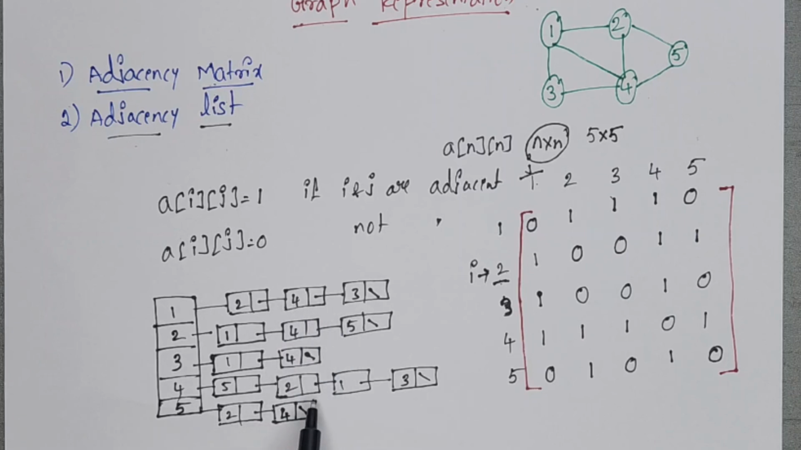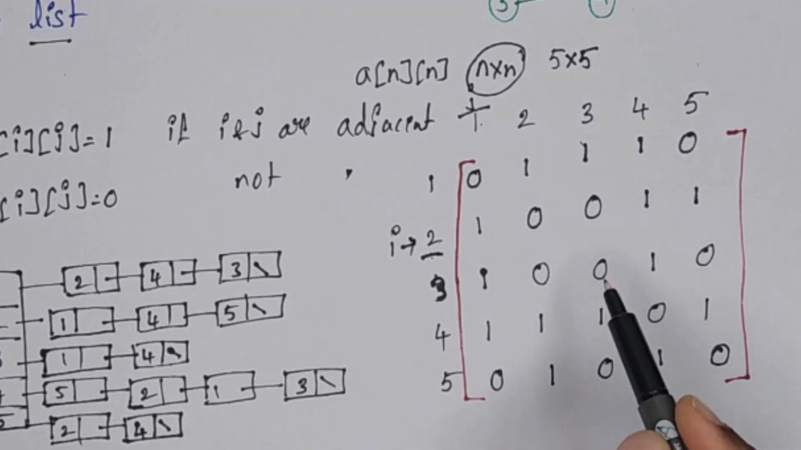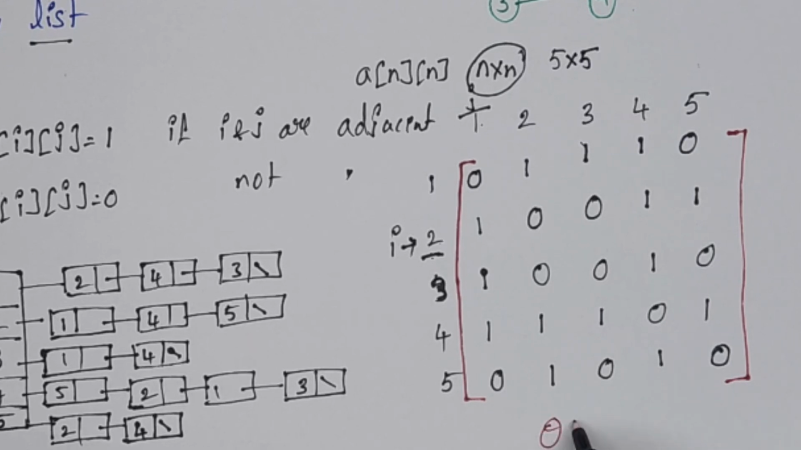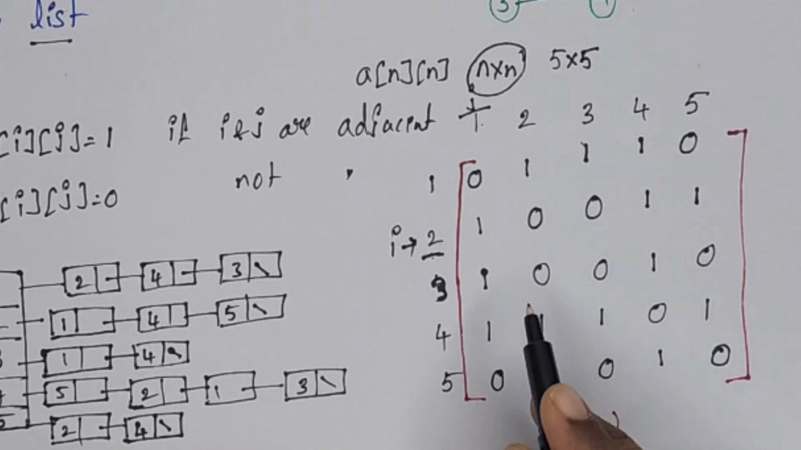So like this, for every vertex, we have to maintain one linked list. With the help of linked list, we can represent the graph. This is with the help of array, and this is with the help of linked list. Now, space complexity of this method is theta n square, because it is an n by n matrix. N means number of nodes or number of vertices.